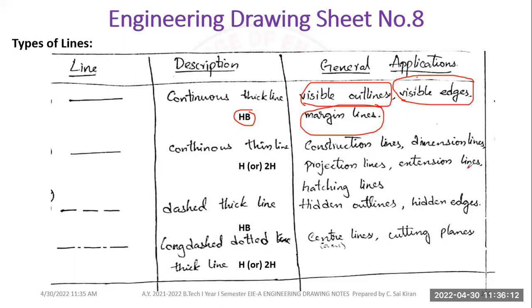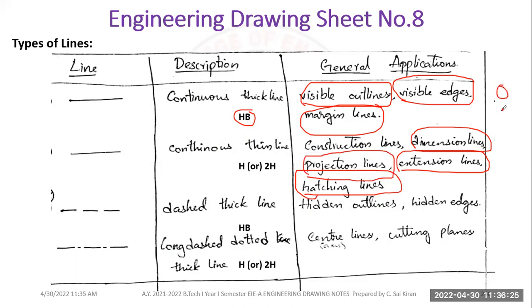Continuous thin line. So whenever I'm using dimension lines, extension lines, hatching lines, or projection lines, I have to use the 2H pencil. Projection is nothing but, if I have a top view of a shape, then I have to make the projection. So this is my XY line. From this XY line, I take the apex and join it. Like this, whenever you are making projection lines, you have to use the 2H pencil. Okay, this use of pencil is also important to get full marks in the exam.